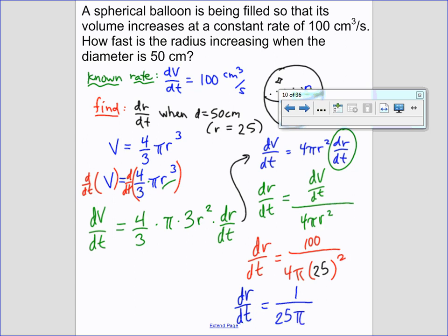You guys getting 1 over 25 pi? And what would the appropriate label on that dr dt be? Well, we can think back to our rate of change units. Remember, rate of change or derivative units are always given by y units over x units. Or in this case, look at my Leibniz notation. That reminds me it's radius units over time units. So this would be measured in centimeters per second.